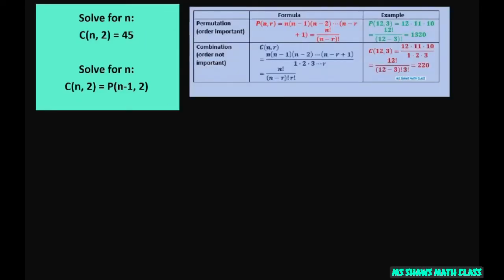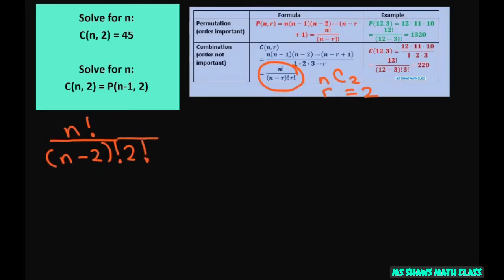And we're going to use our combination formula and rewrite it. Again, this is the same as nC2. So in our case, our r equals 2. So let's write it out. We're going to have n factorial divided by n minus 2 factorial times 2 factorial.